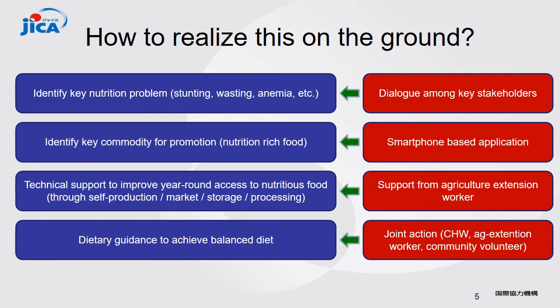After we agree on key commodity, then technical support will follow to improve year-round access to nutritious food. This process is mainly conducted by agriculture extension worker. And then final step is dietary guidance to achieve balanced diet. This is primarily done by a community health worker, supported by agriculture extension worker for access to nutritious food, and other members join.